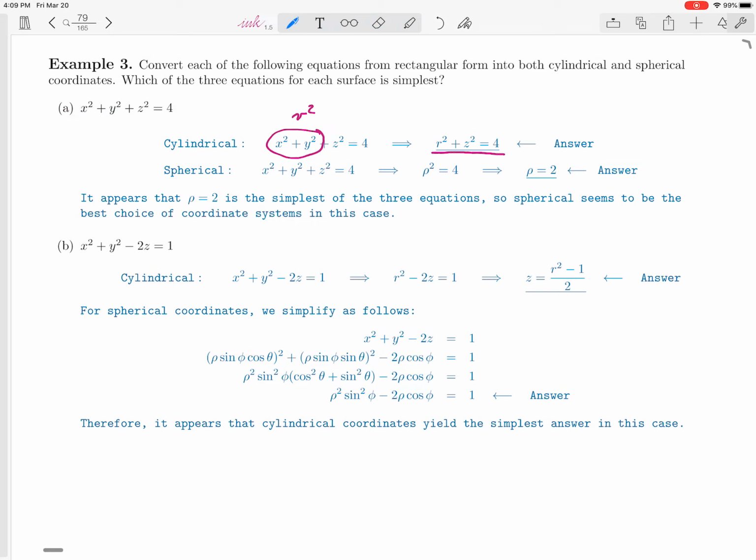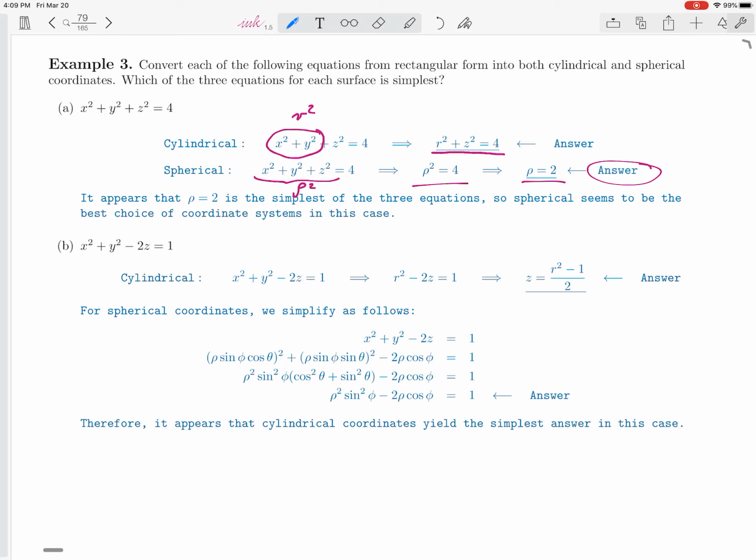Looking at spherical coordinates, x squared plus y squared plus z squared, we can replace that with rho squared. And so here we are getting the equation rho squared is equal to 4. And since rho is always positive anyway, we can replace it with rho is equal to 2. And that would be the easiest way to describe this surface in spherical coordinates. And I would say that answer wins. It's the easiest one out of the two. It really looks the least complicated.